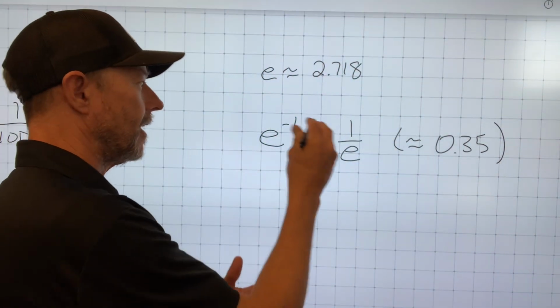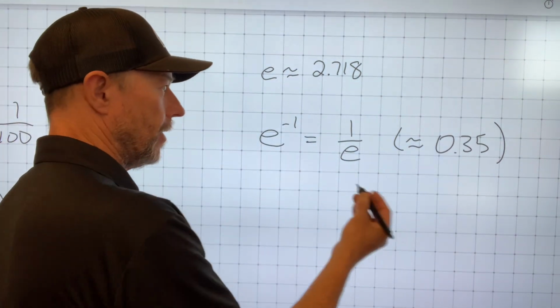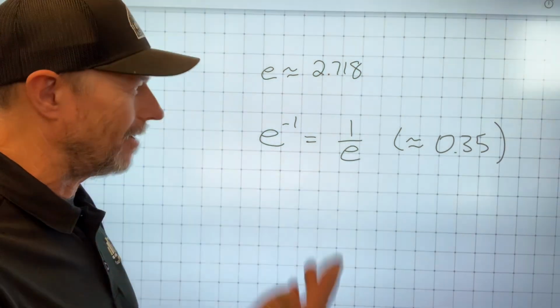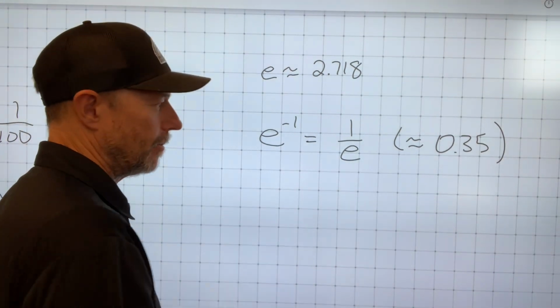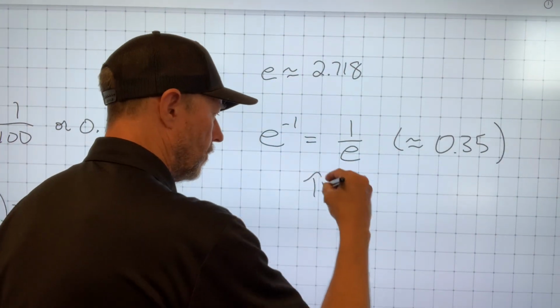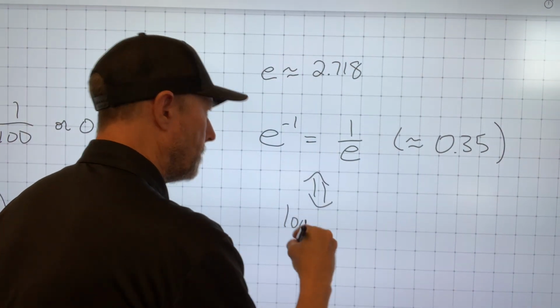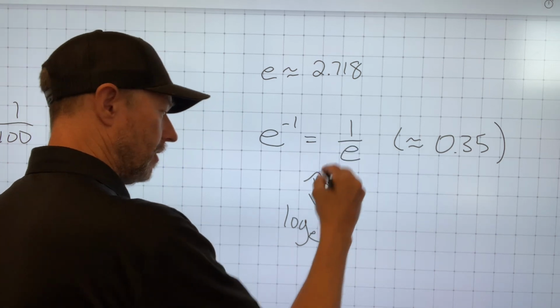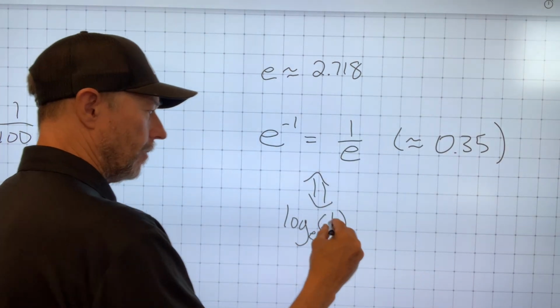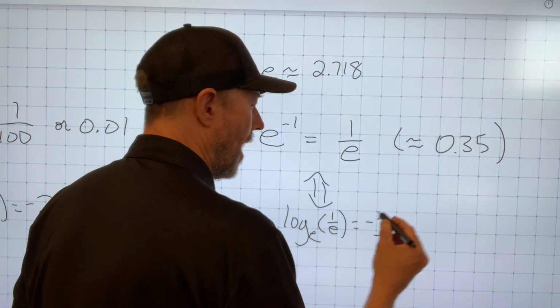Now, if I have e to the negative 1, the power would be 1 over e, which is approximately 0.35. I did that in my head, so the calculator may spit out a slightly different number. But we would write log base e of this power, 1 over e. What exponent do you put on e to get 1 over e? That would be negative 1.